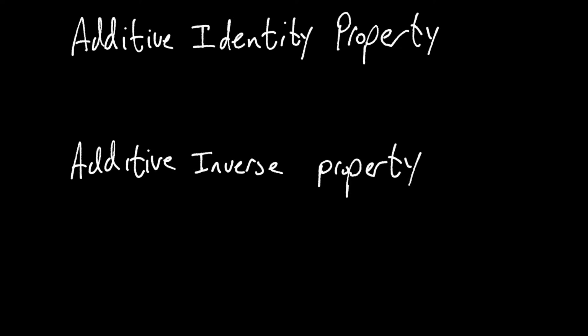For our first two properties, let's look at the additive identity property and the additive inverse property. Since we are dealing with additive properties, these are properties involving addition. For the additive identity property, what we are told is that any number, such as 5, plus 0 is 5.